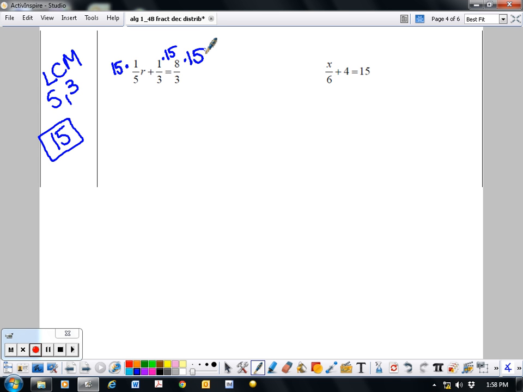So now I'm going to go ahead and use the other method. I'm going to multiply first, then divide. So I times the tops. 15 times 1 gives me 15. That bottom does not change, it's over 5. Plus 1 times 15 is 15 over 3.